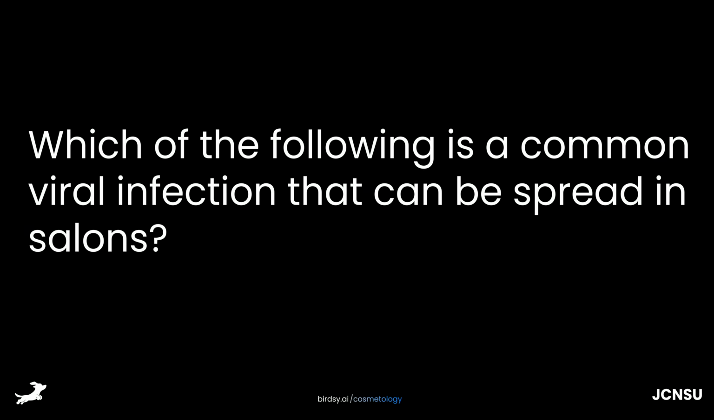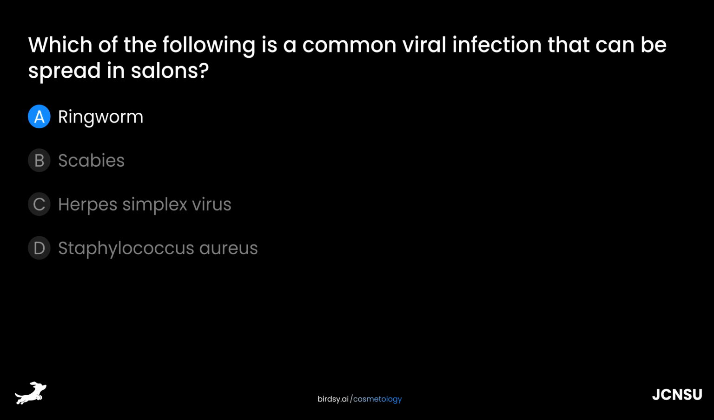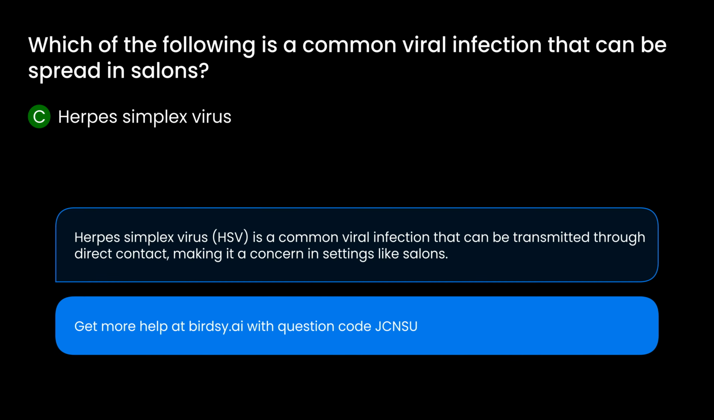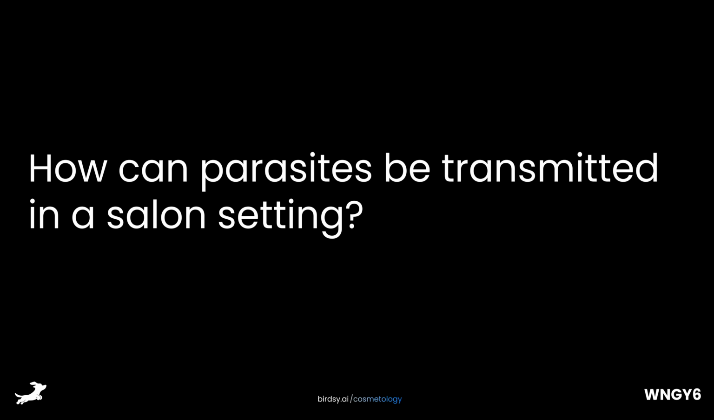Which of the following is a common viral infection that can be spread in salons? Is it A, ringworm, B, scabies, C, herpes simplex virus, or D, staphylococcus aureus? The answer is C, herpes simplex virus. Herpes simplex virus is a common viral infection that can be transmitted through direct contact, making it a concern in settings like salons.